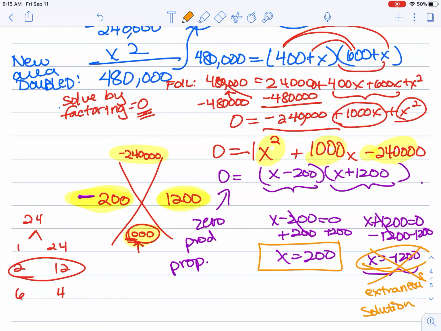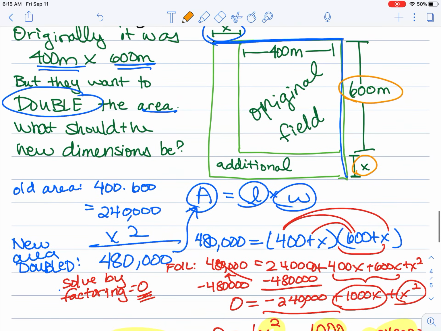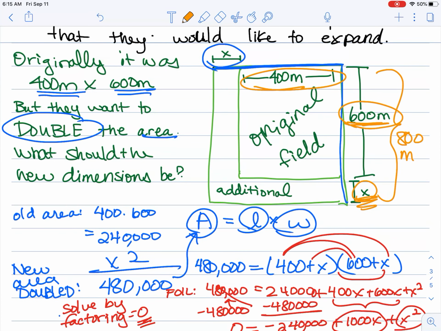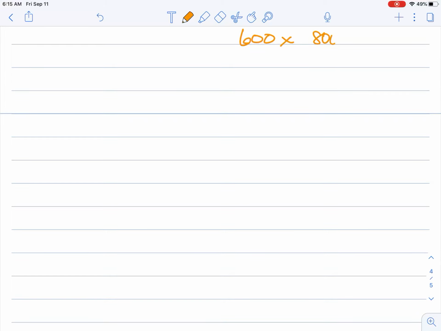our answer. So remember, the dimensions up here were 600 plus x, which we just found out that x was 200. So now this is 600 plus 200, which is 800, our new dimension. And on the top, it was 400 plus, now this is 200. So that's a total of 600 meters. So our new dimensions are 600 by 800 meters. Okay.